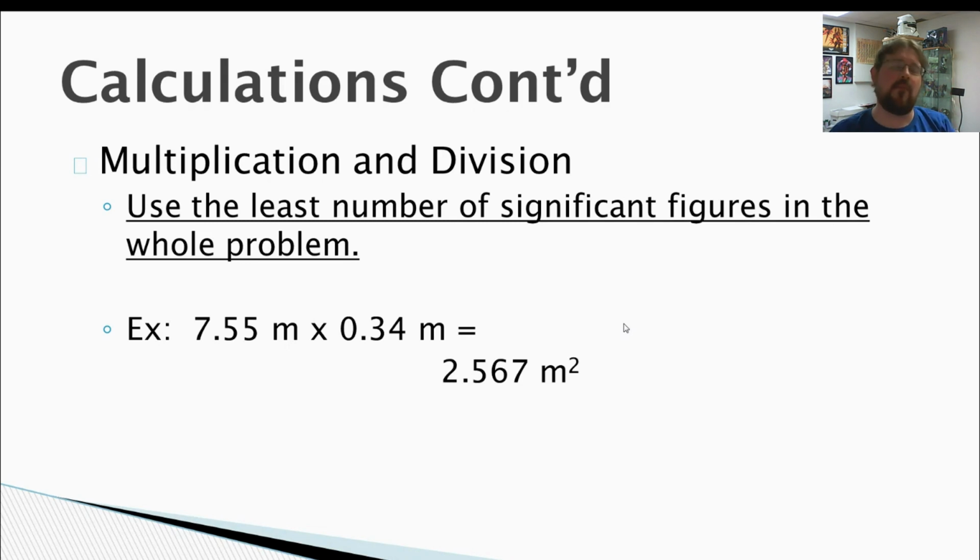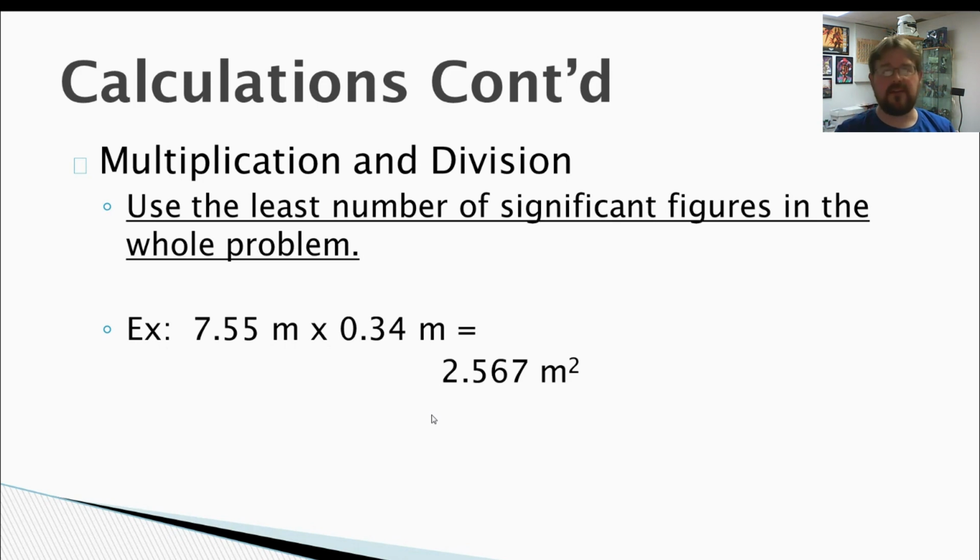Your answer cannot be more accurate than your least accurate measurement. So we go back and we look at the numbers that we multiplied. 7.55 has 1, 2, 3 significant figures. Okay, remember that. 3 significant figures. 0.34 only has 2 significant figures because the 3 and the 4 are significant, and this 0 is to the left. Okay, so we have 3 sig figs, 2 sig figs. What's the least number of sig figs we have between 3 and 2? It's 2. That means our answer can't have any more than 2 significant figures.